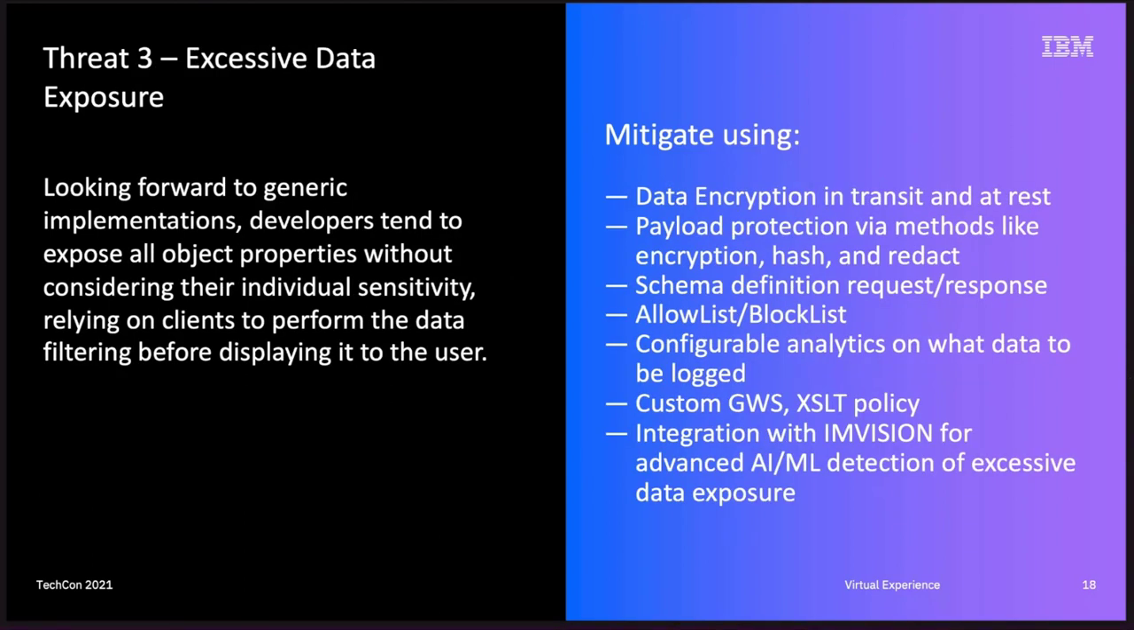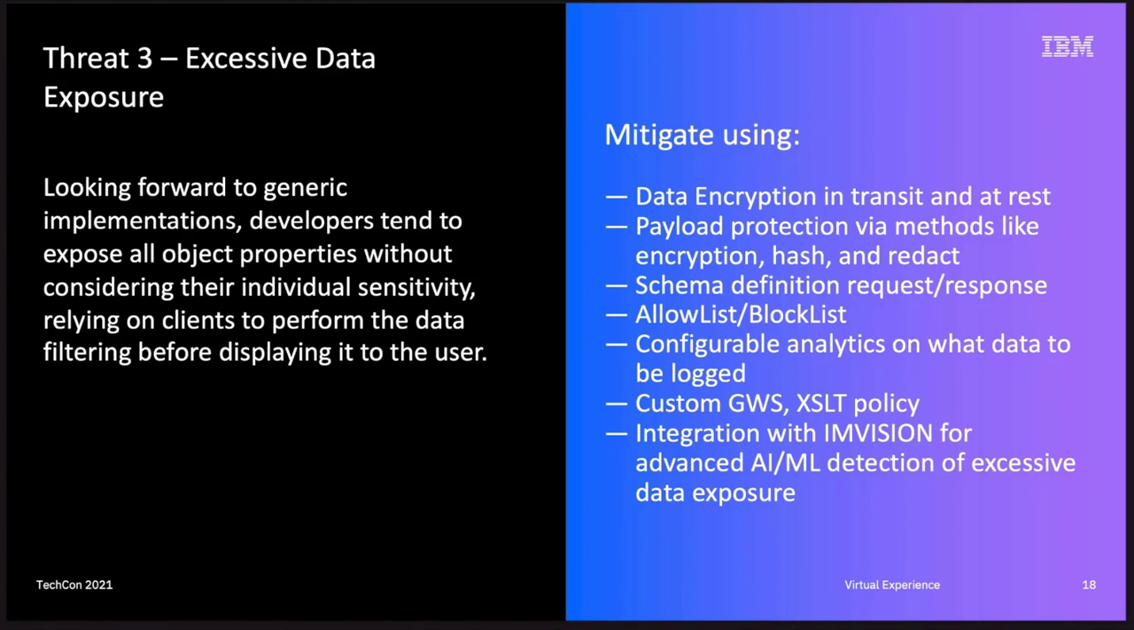Threat 3. This threat is about excessive data exposure. What does that mean? APIs can expose too much data. Excessive data exposure can result in attackers using those extra details to gather information they should not have, or use that information to formulate a more sophisticated attack.